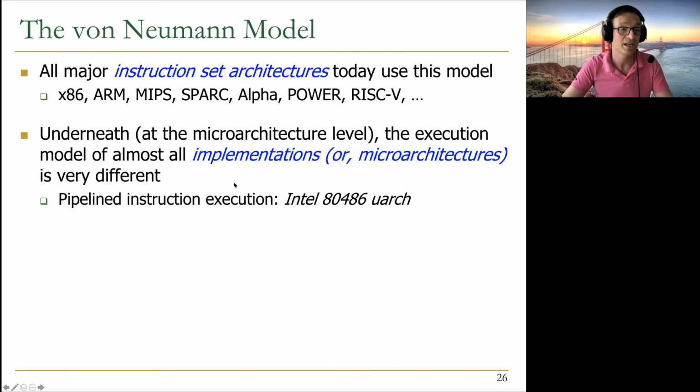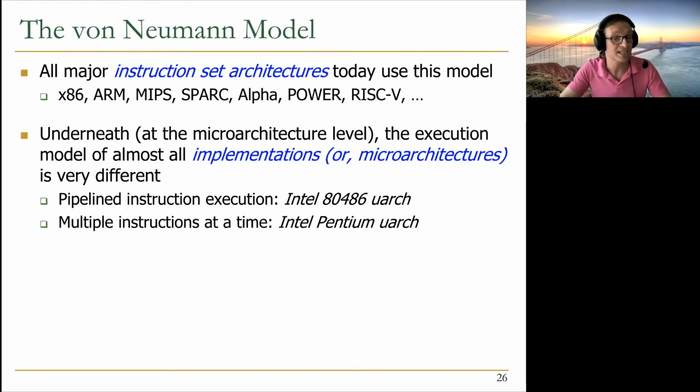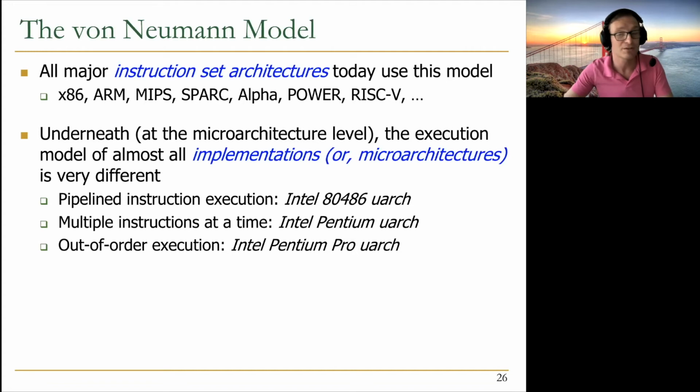Microarchitectures are very different. So we do pipelined instruction execution, which was introduced by Intel 486, for example. I'm looking at the x86 ISA over here. We're going to see that, meaning you can do portions of an instruction concurrently. That's what pipelining means, as we will see. You can execute multiple instructions at a time. Intel Pentium did this. This violates the von Neumann model, because the von Neumann model says sequential instruction processing. You cannot start another instruction before you finish this instruction. You can do out-of-order execution, which was introduced by Intel Pentium Pro in the x86 architecture.